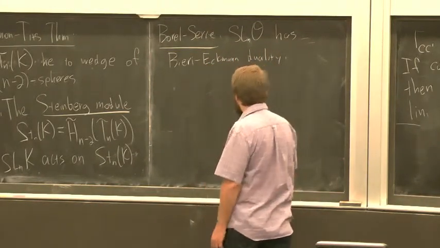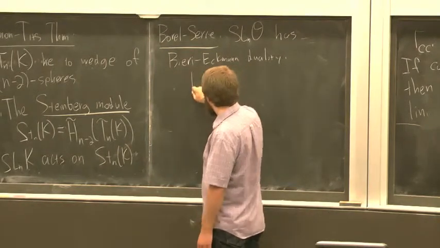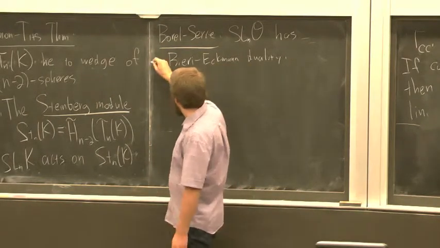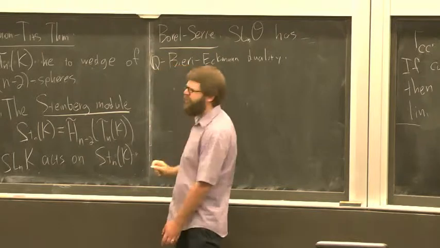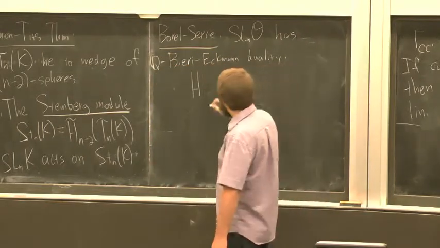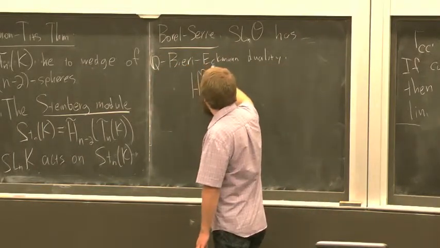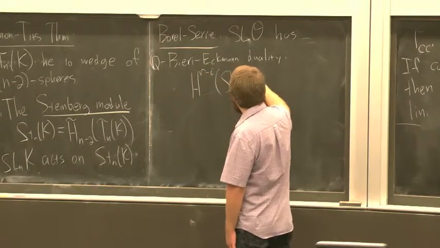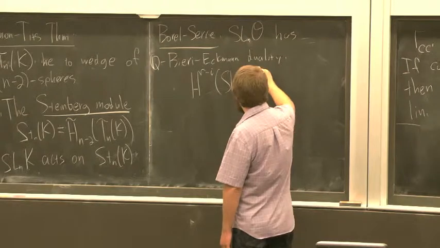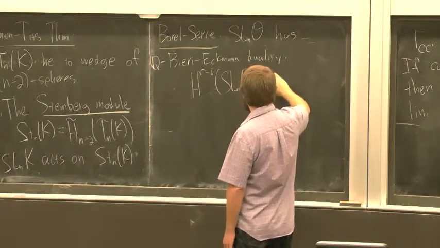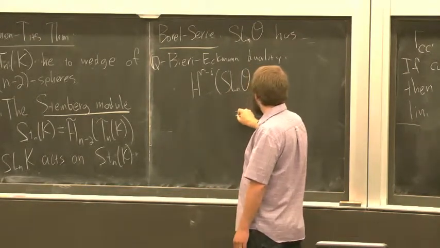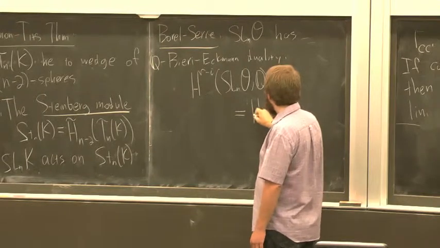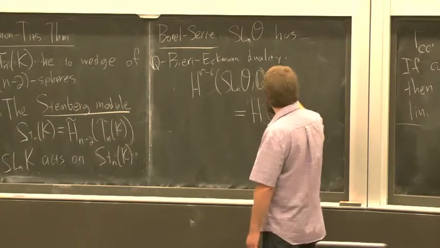And what does that mean? Well, it's going to look sort of like Poincare duality. And this is rational, there are issues with torsion as always. So let's say we look at the codimension i cohomology of SL_n(O) with Q coefficients. That is equal to the ith homology of SL_n(O).